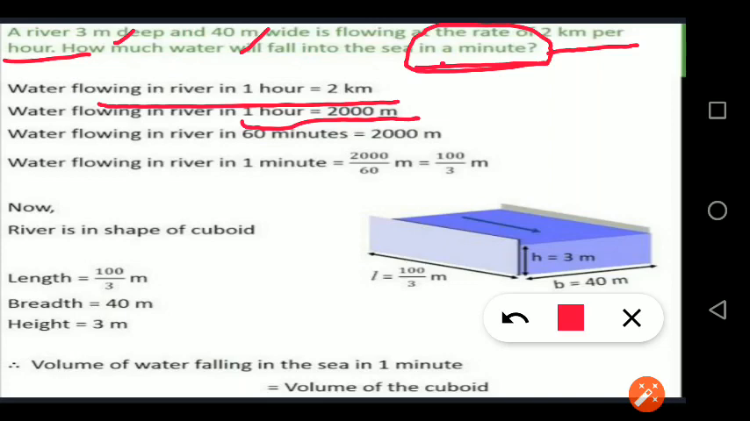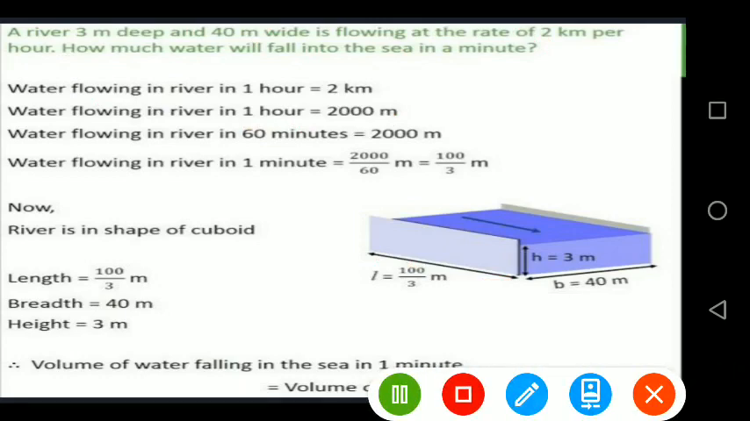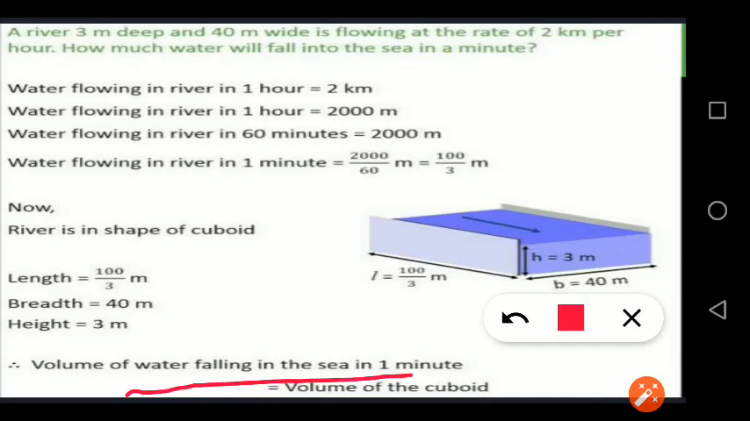So in 60 minutes, 2000 meters. So in 1 minute we will get this much: 2000 by 60, which is equal to 100 by 3 meter, which will become the length of the cuboid. This length. What we have to find out? Water flowing in sea in 1 minute. So water flowing in sea in 1 minute is equal to the volume of the cuboid.